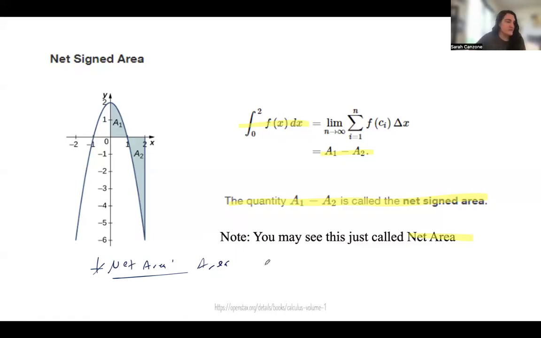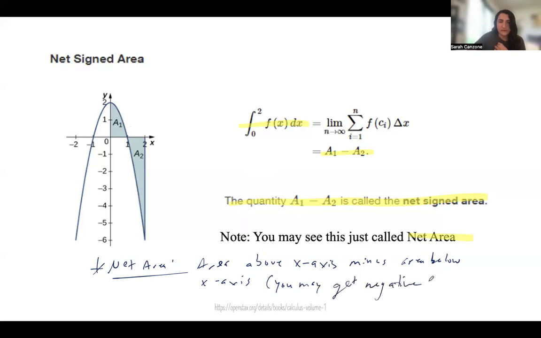So the net area's definition is area above the x-axis minus the area below the x-axis. And that'll be the positive area below the x-axis. Obviously, you're not going to subtract a negative. And you can, in this instance, get a negative area. So you may get negative area.